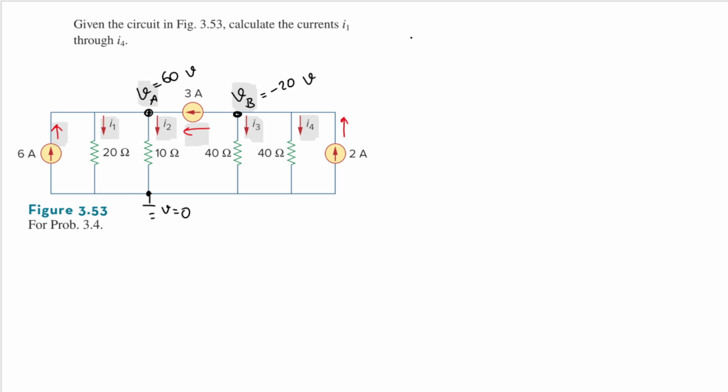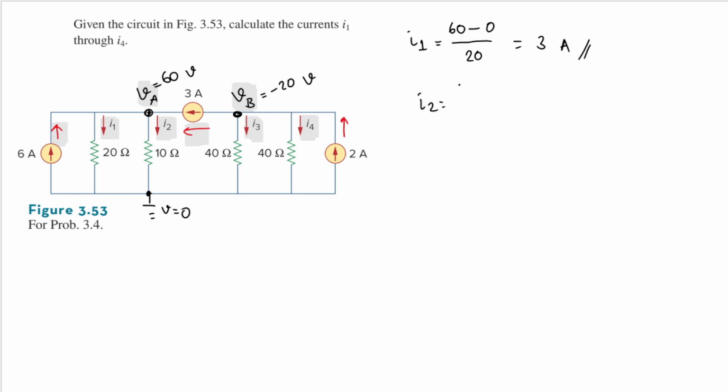And let's calculate that. I1 here is equal to this current, which is VA, 60, then minus 0. 60 is where the current comes from, 0 is where the current goes to, divided by the resistance between them, which is 20. So 60 divided by 20, we will have 3 ampere. That is for I1.